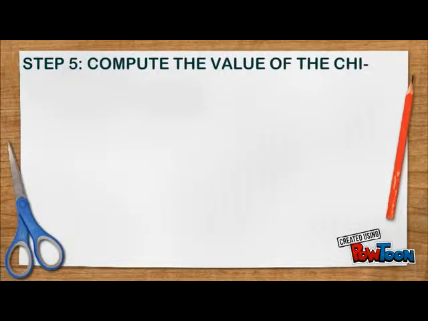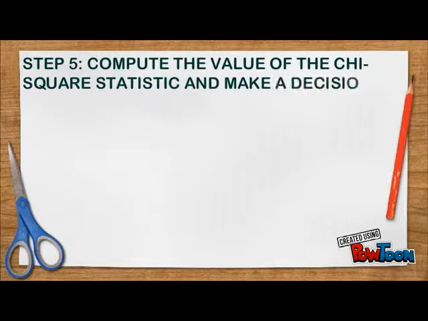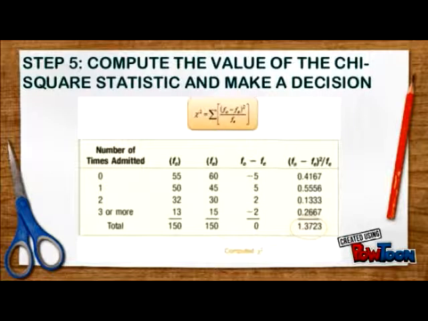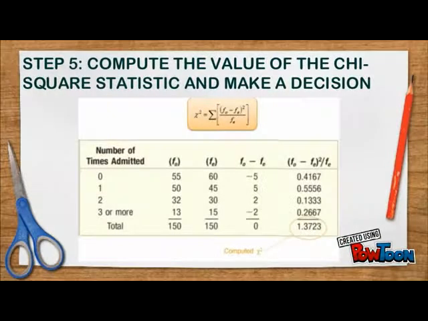Step 5. Compute the value of the chi-square statistic and make a decision. First of all, we need to find F0 minus Fe for every number of times admitted and square the answer, divided by Fe. After that, we total all the answers and get the chi-square value of 1.3723.